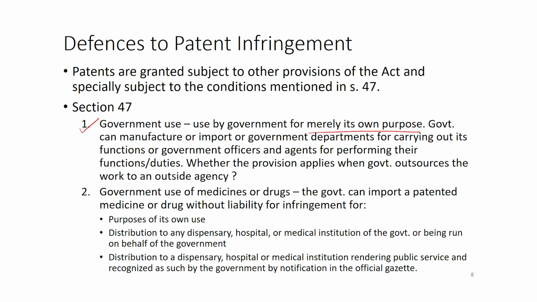And government can manufacture, government can import and give it to its departments. The government departments can do it, government officers can do it for carrying out their functions, for carrying out their duties. So, if government departments and officials are using my patent for their own purpose, for discharging their responsibility, they are exempted under section 47 subsection 1.